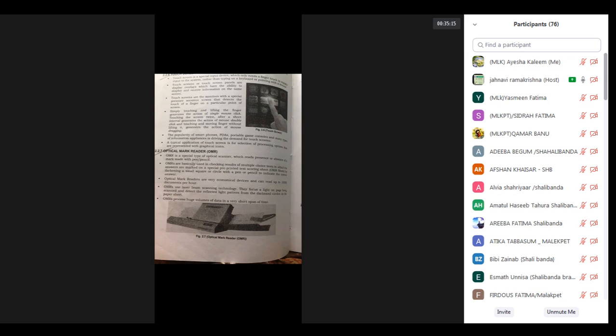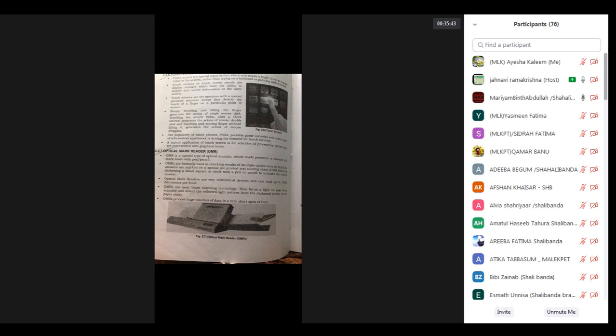They use laser beam scanning technology, and they focus light on the page. As I said, through the darkened circles, the laser beam is passed and the light is reflected, and then the answers are evaluated. OMRs evaluate a large amount of data within a short span of time. I hope this is clear.